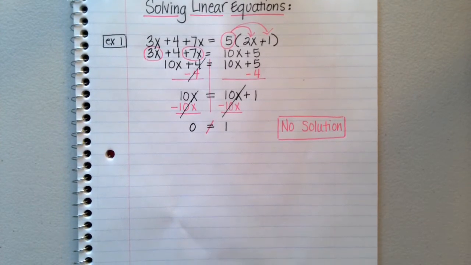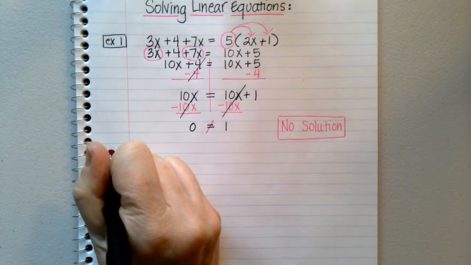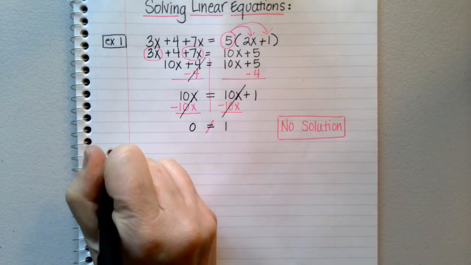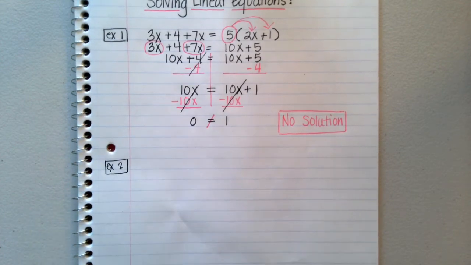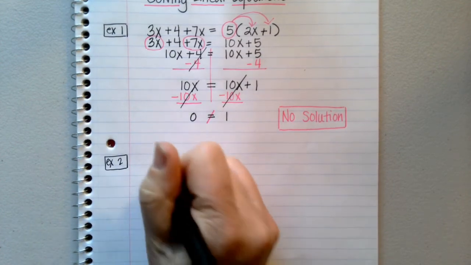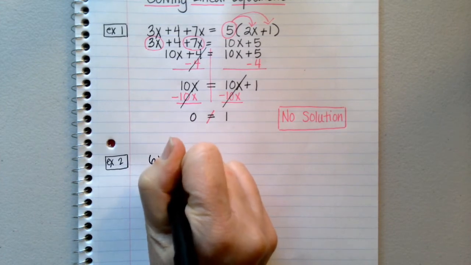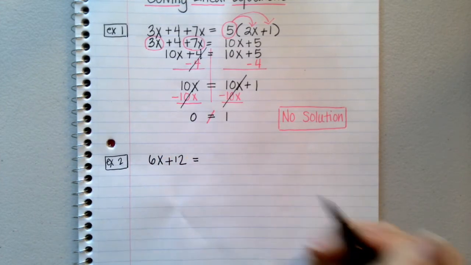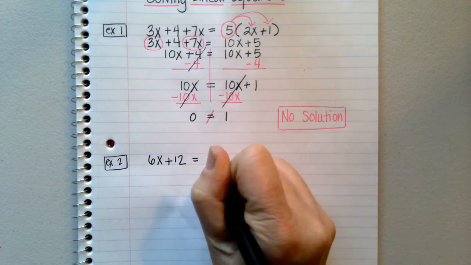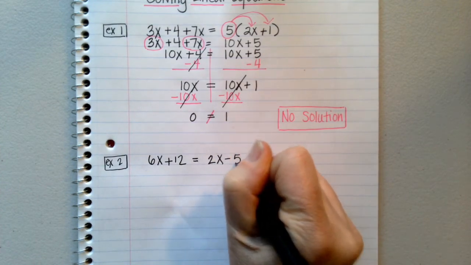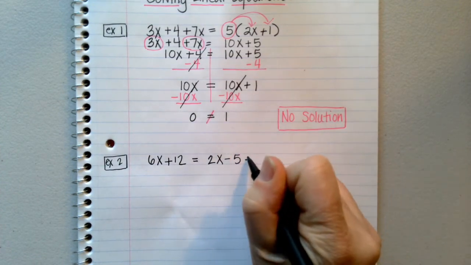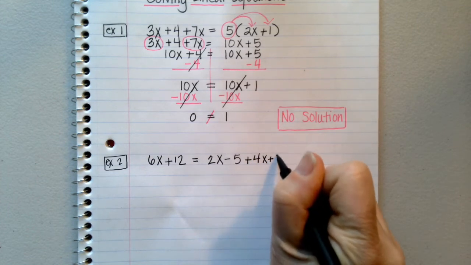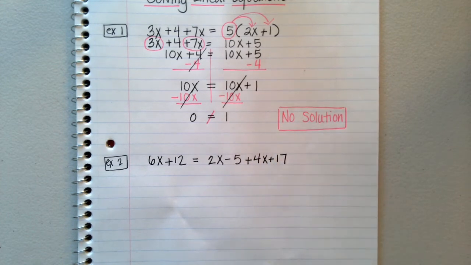Example number 2, we're going to look at a different kind of equation and what its solution set might look like. So let's say I've got 6x plus 12 on the left, and on the right I have 2x minus 5 plus 4x plus 17. So nothing to distribute, right? Question one is what can I distribute? No distribution because I don't have parentheses.